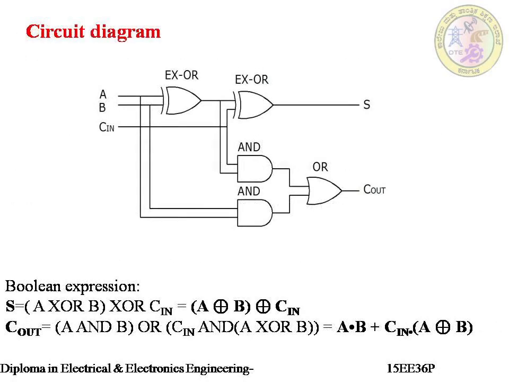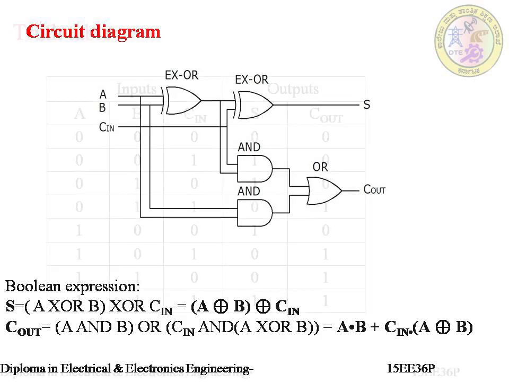This is the circuit diagram of full adder. For the realization of this circuit, two XOR gates are used, two AND gates are used and one OR gate is used. The Boolean expression for the sum output is A XOR B XOR Cin and the carry output is AB plus (A XOR B) into Cin.